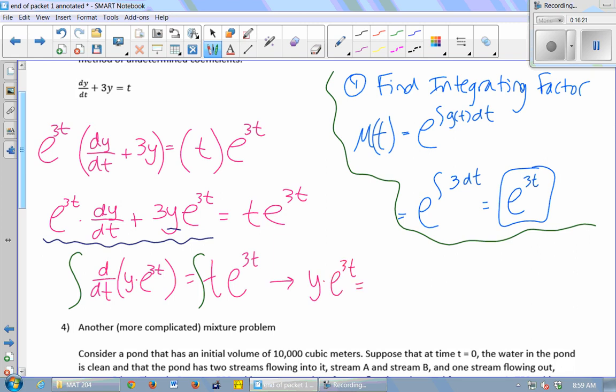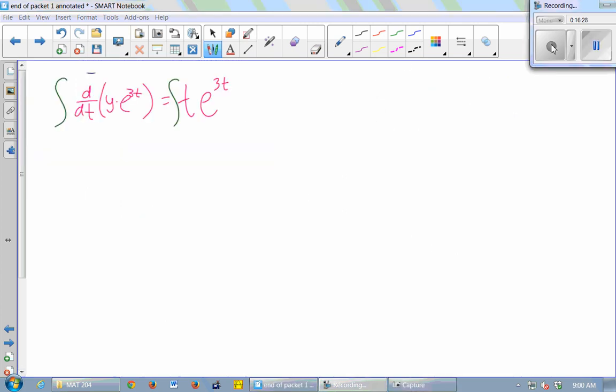And then I have to do the integral of t e to the 3t, and I think I need another page. Hold on. Okay, so the integral of the derivative is just the function itself, and that equals the integral of t e to the 3t dt. Okay. Anybody know how to take the integral of t e to the 3t dt? Yeah, by parts.